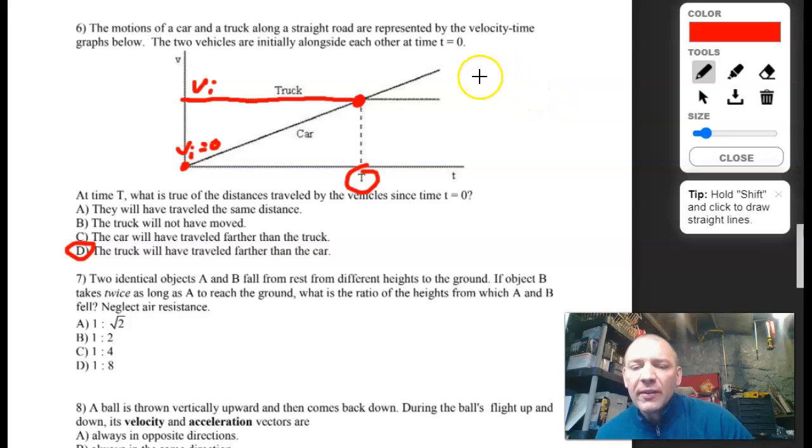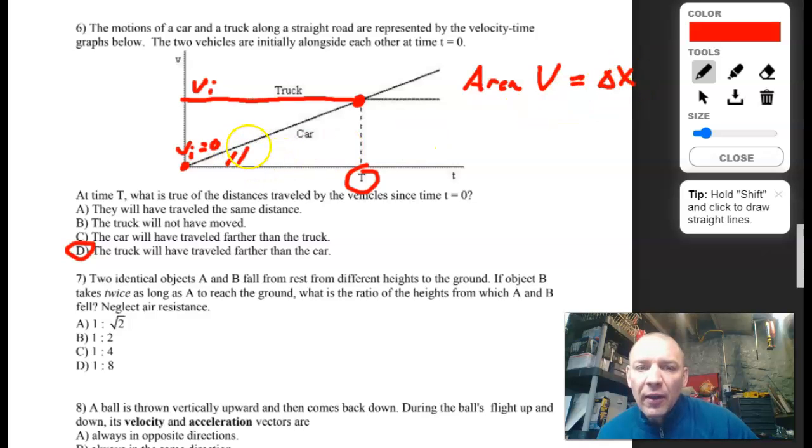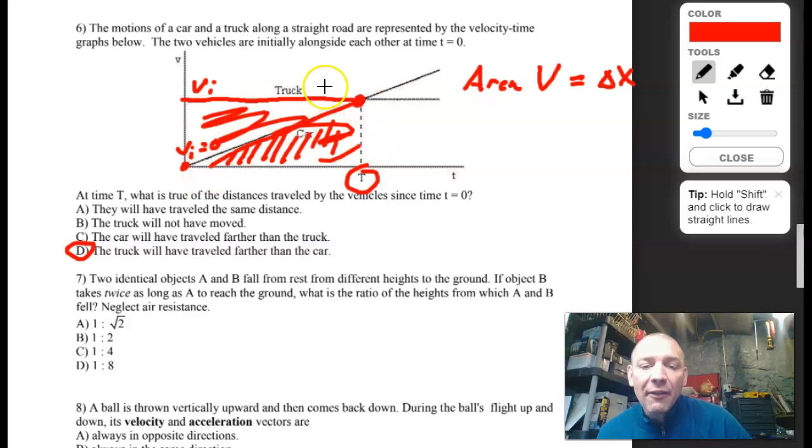Another way to look at this is you remember the area under a velocity graph is equal to the total displacement. So we can see here that the car's area is the triangle, whereas the truck's area is the whole rectangle. So actually the car has 1/2 the distance traveled. All right.